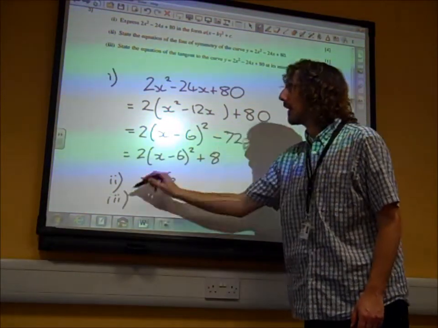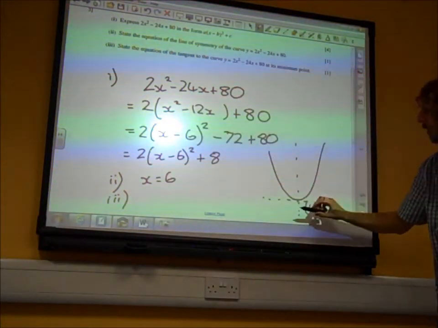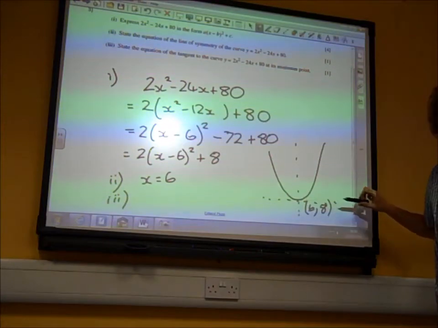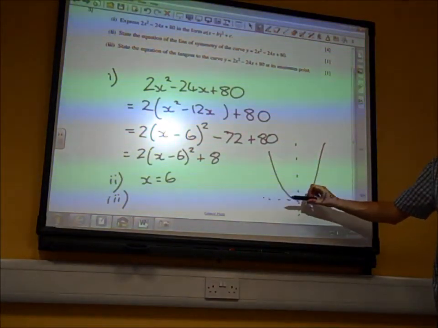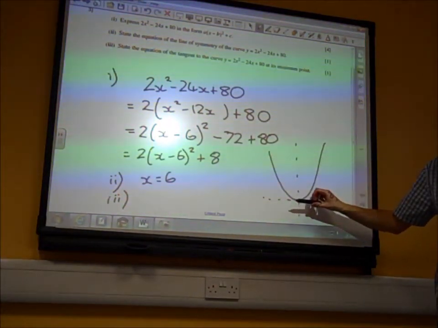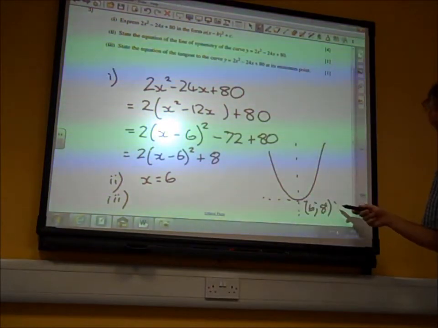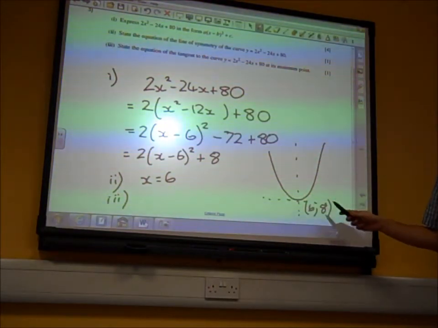And for part 3, the tangent to the curve would be this horizontal tangent there. At the minimum point, the tangent will be horizontal. And so that would be the line with equation y equals 8.